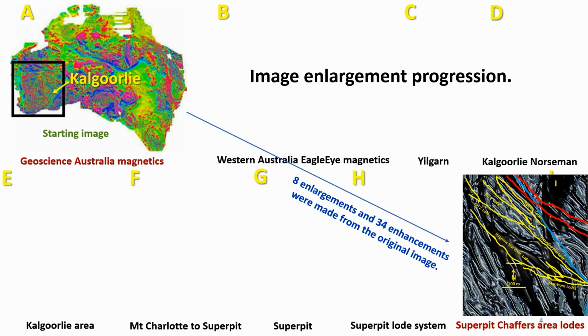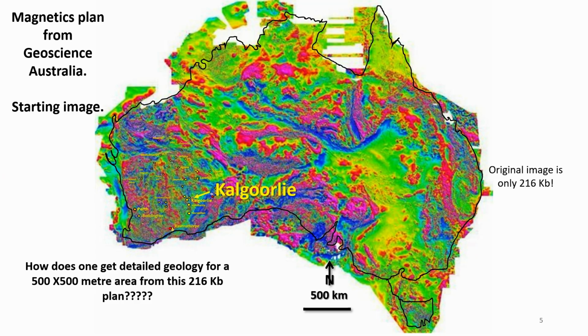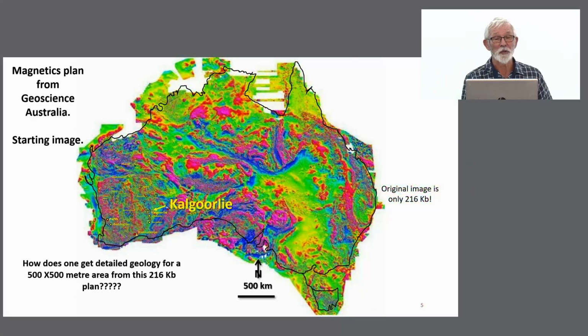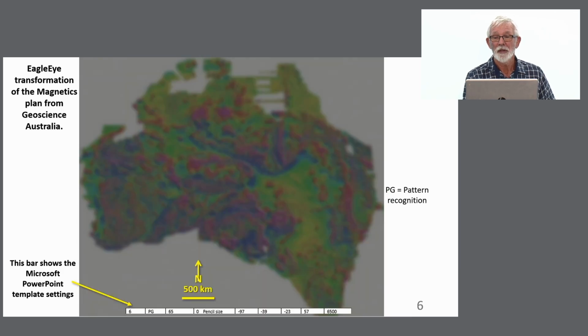So just to recap, we go from Australia to a little section in Kalgoorlie down to that one. This is the original image. Just to make things difficult, that image is only 216 kilobytes. When I told geophysicists, they said, you absolutely can't get detailed anything off an image that's 216 kilobytes. Well, I'll just show you how you do it.